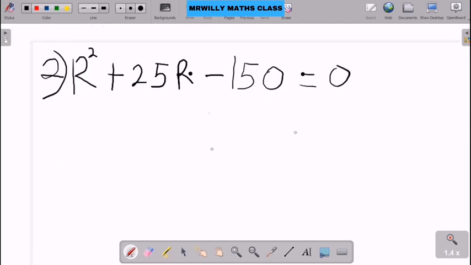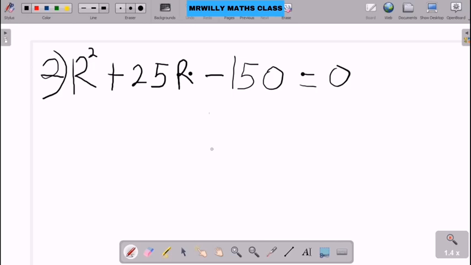Example 2 says that r squared plus 12r minus 150 equals to 0. So you already see that the first step is that you arrange your quadratic equation in the standard form, that is ax squared plus bx plus c. It could be any sign equals to 0. Now, what you are going to do now is that identify your a, identify your b, identify your c.